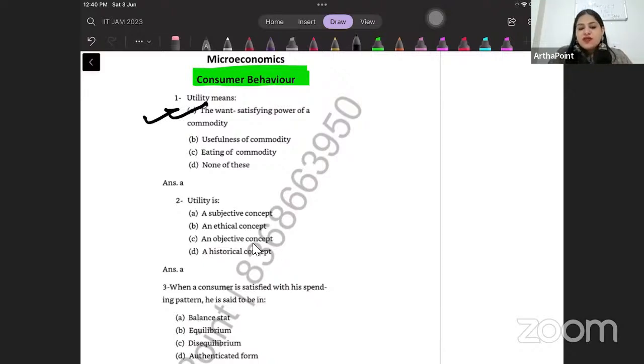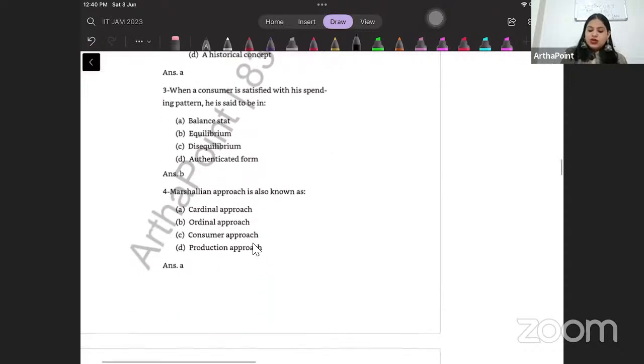Come to the next question, beta. Utility is what kind of subject? So utility is a subjective concept. देखो दो तरीके के कॉन्सेप्ट हो सकते हैं ज्यादातर, ऑब्जेक्टिव या सब्जेक्टिव. यूटिलिटी सब्जेक्टिव है, जो मेरे लिए यूटिलिटी होगी वो आपके लिए नहीं होगी. सो यूटिलिटी is always considered to be a subjective concept. So answer to this question is A.